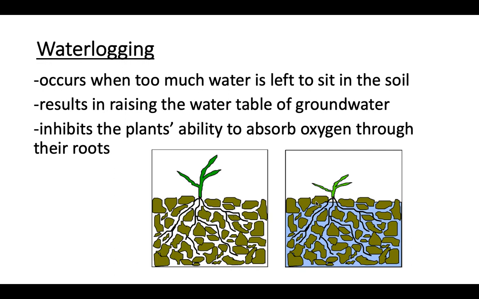So some problems that can be caused by irrigation are waterlogging, salinization, which we're going to talk about further this week, and aquifer depletion. Waterlogging is going to occur when way too much water is left and it sits in the soil, and it results in the water table of groundwater raising up way higher than it needs to be. This is going to stop the plant's ability to absorb oxygen through their roots, and the plants will eventually die.